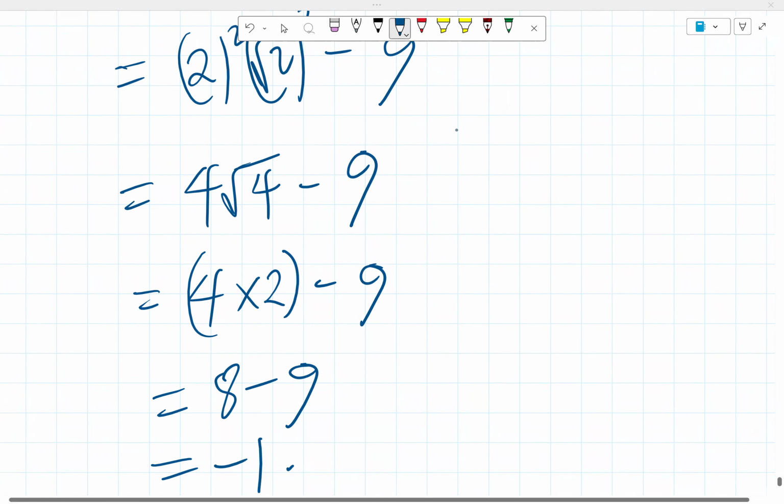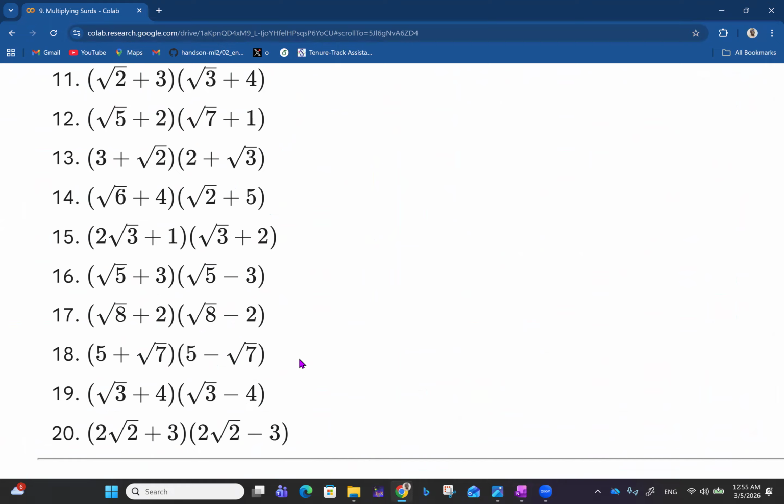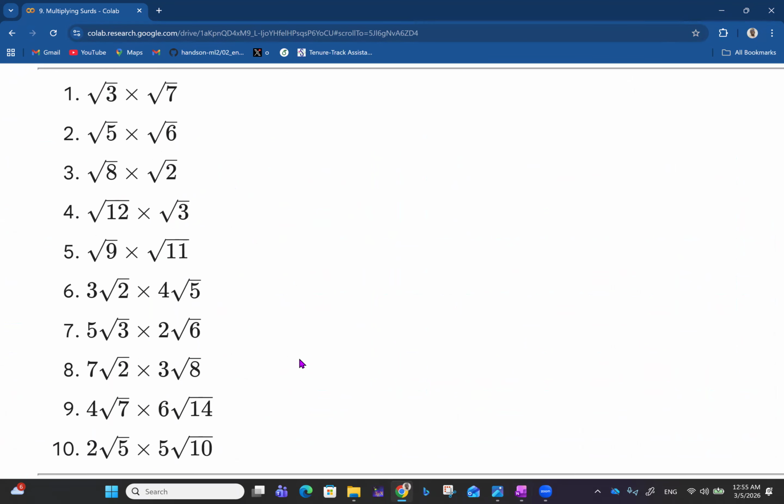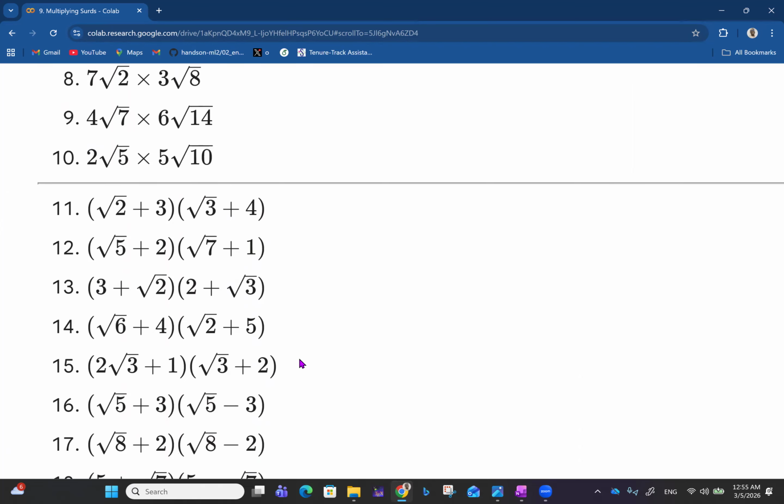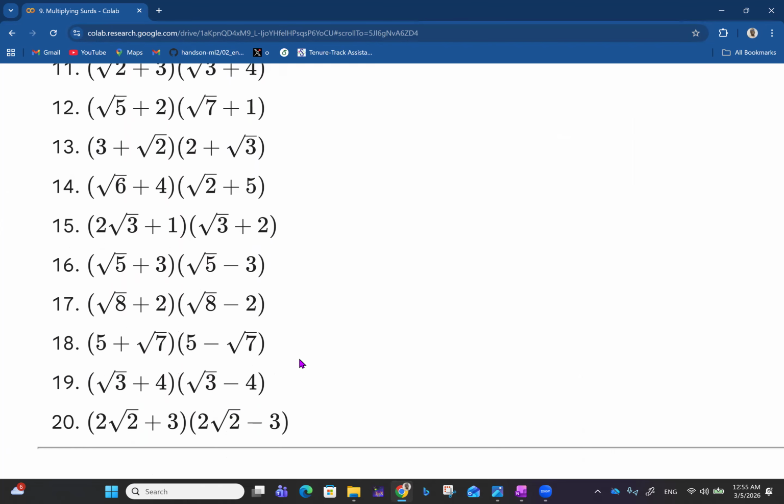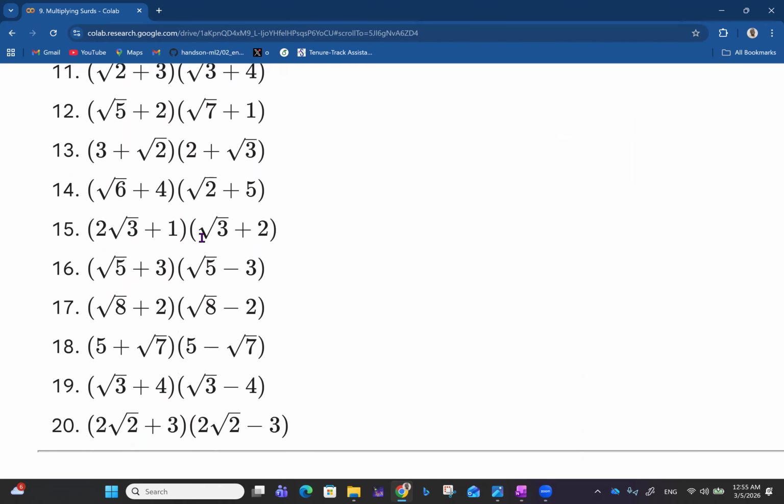So with that, we come to the end of that interesting video about multiplying surds. Don't forget to try your hands on the first 10 and of course the last 10 also. I don't think there's any other one. Okay, I think question 15 is now looking like difference of two squares. So I think I want to take that.